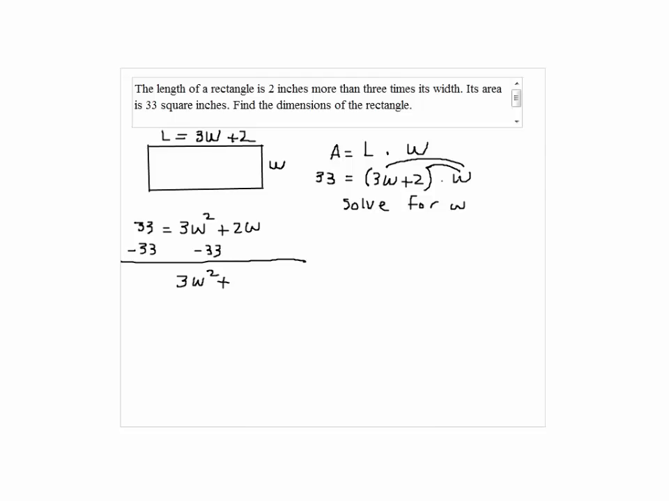The length is given to me as 3W plus 2, and the width is W, so we solve for W here. Go ahead and distribute. I get 33 is equal to 3W squared plus 2W. I can subtract 33 from both sides of the equation.